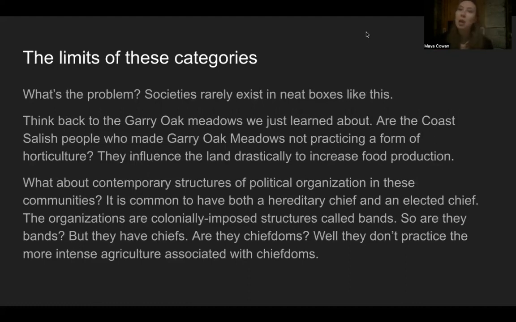Now, I bring these up to tear them down. What is the problem with this? Societies don't really exist in neat boxes like this. It's not really helpful, typically. If we think back to the Garry Oak Meadows that we just learned about, are the Coast Salish people who made them practicing a form of horticulture? I would say so. However, I have heard, including in some classic anthropological texts, Coast Salish groups described as hunter-gatherers or foragers, as I like to call them. But still, they influence the land drastically to increase food production.